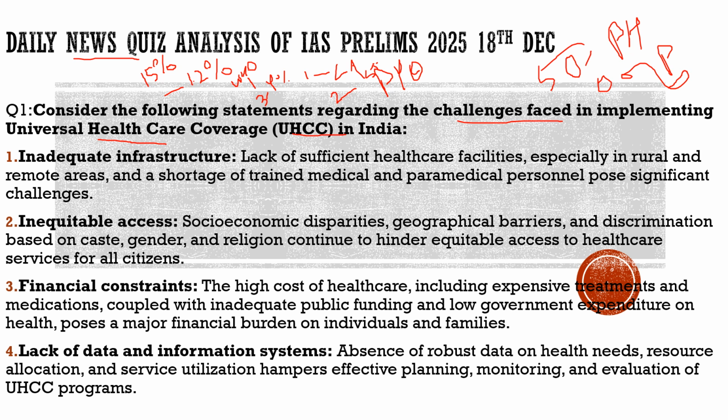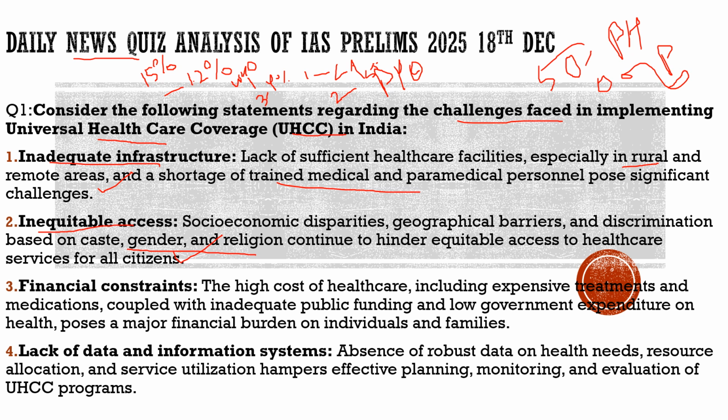First statement, inadequate infrastructure: lack of sufficient healthcare facilities, especially in rural and remote areas, and a shortage of trained medical and paramedical personnel pose significant challenges. 100% correct, that is what we discussed. Second, inequitable access: socioeconomic disparities, geographical barriers, and discrimination based on caste, gender, and religion continue to hinder equitable access to healthcare services for all citizens. 100% correct. This inequitable access, which includes socioeconomic disparities, geographical barriers, and the social issues still prevailing in our country, causes major hurdles to universal health care coverage.